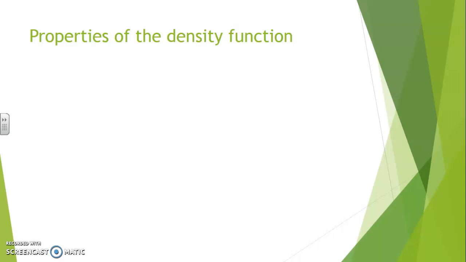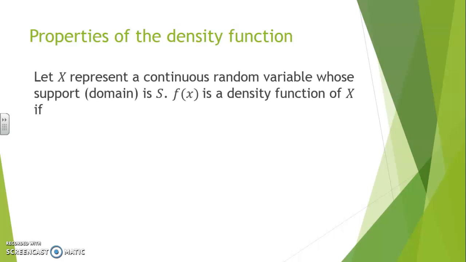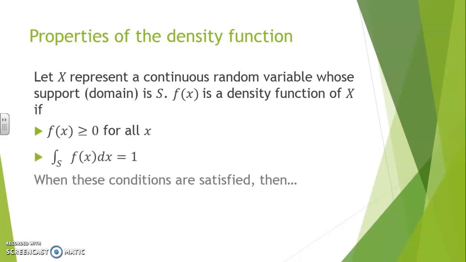Here are the properties of density functions. If x represents a continuous variable whose support is S, then f of x is a density function if it remains non-negative for all x in its support, if the entire integral on its support equals 1, and when these conditions are satisfied, then the probability that the continuous random variable x will be found between a and b is equal to the area underneath the density function between a and b, in other words, within the integral.